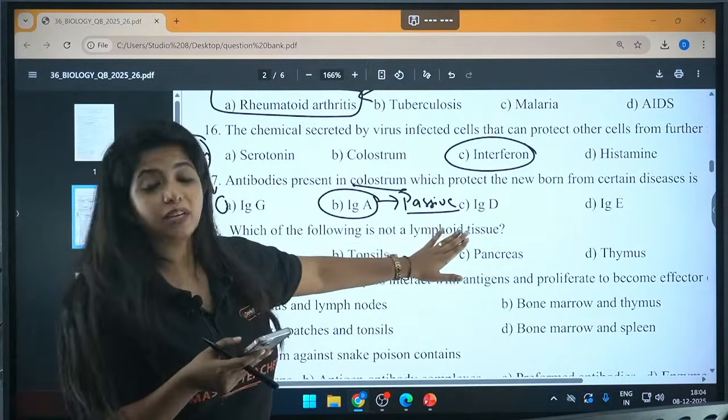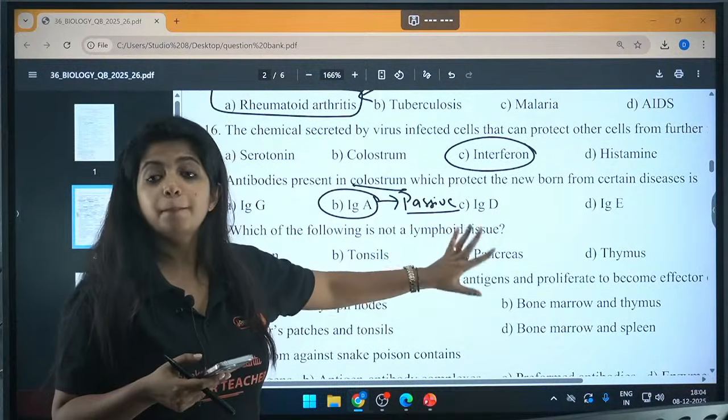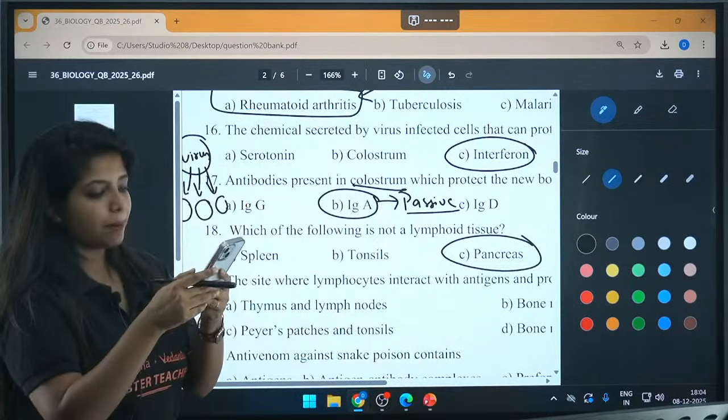Yes. So which of them is not a lymphoid tissue? Spleen is, tonsil is, thymus is also there, pancreas is the odd one out. So here your answer for this question would be C, pancreas.